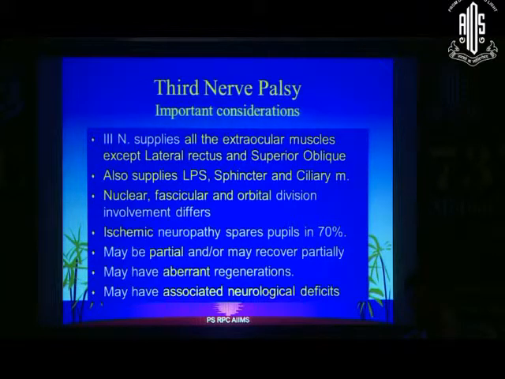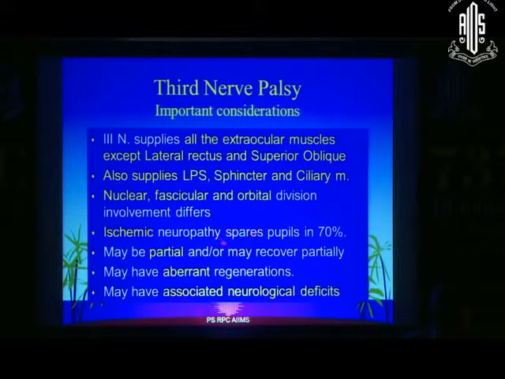Third nerve palsies classically have a presentation which we need to remember. It may involve all the extraocular muscles except the lateral rectus and superior oblique. It may also supply the LPS. The ptosis should never be missed. Sphincter and ciliary muscles. So in the exam, never forget to see the near vision. It will tell you whether there is an involvement of internal ophthalmoplegia or not. The nuclear, fascicular and the orbital divisions will have a differential involvement. So you will have different clinical presentations in a third nerve palsy.